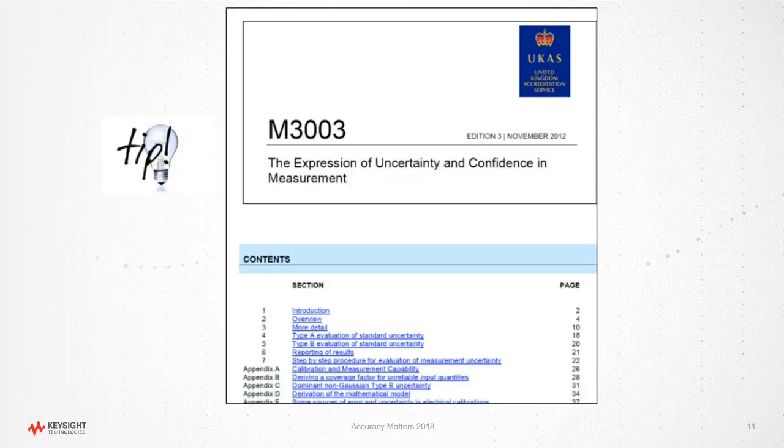Now, this is one of the tips that I want to give you. There is an international guide called the Guide to the Expression of Uncertainty in Measurement, and you can download it for free, and it'll just give you headaches, but it is the most official one. Or you can read this United Kingdom accreditation document, which is also a free download. All you have to do is put M3003 in your favorite browser, and you can easily download the PDF. For anyone that's new to the topic of measurement uncertainty, this is my favorite reference.